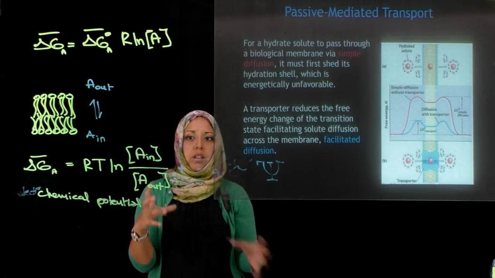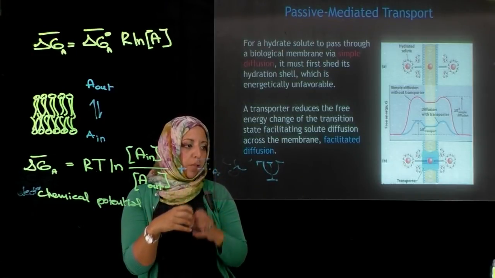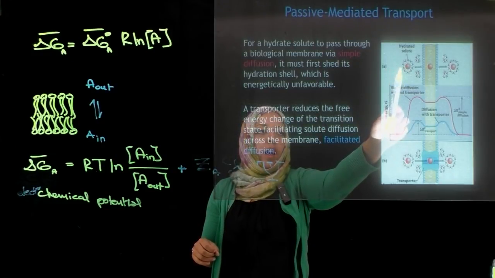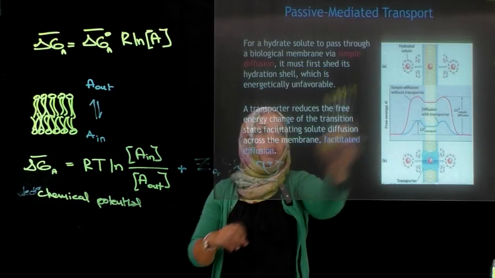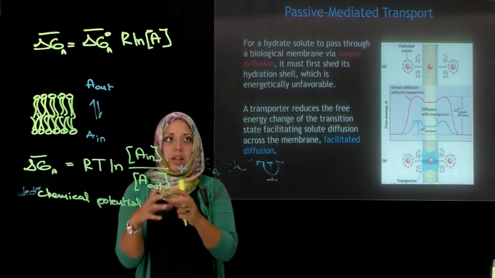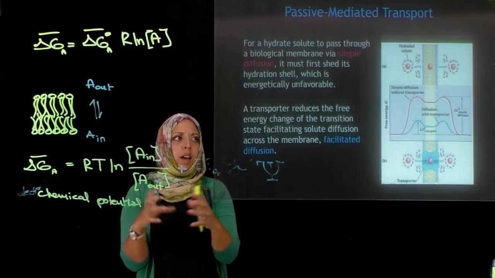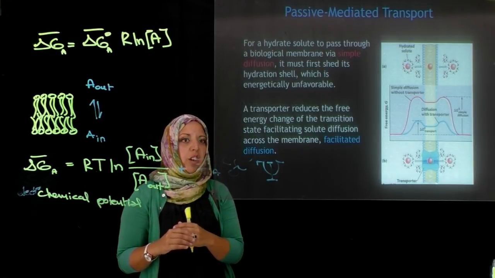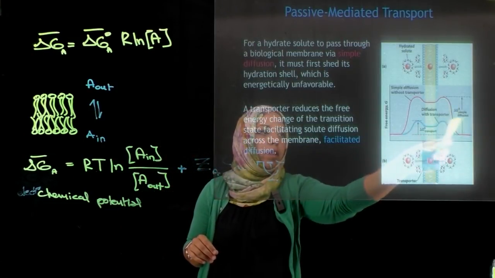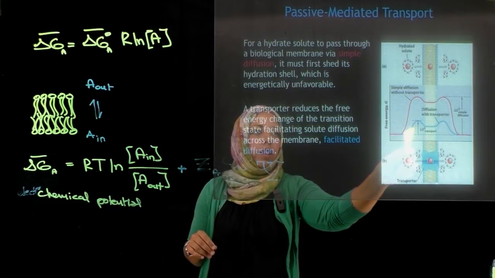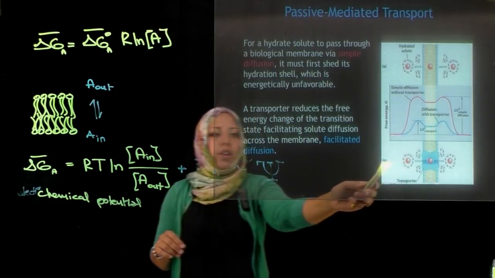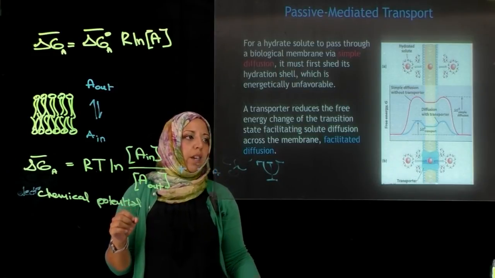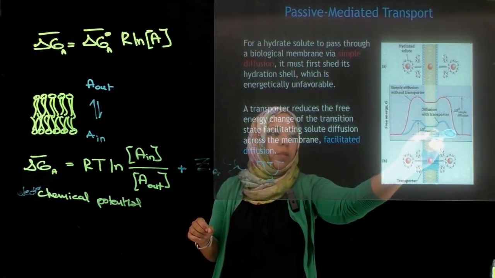All right. So an example of a passive mediated transport. If you think about a hydrated solute, so you have a solute and it's hydrated. Such solutes can pass through biological membranes by basically dehydrating, and shedding the hydration shell is energetically unfavorable. So if you notice in simple diffusion, the energy barrier, or delta G, is very high. However, in the presence of a transport protein, then all of a sudden that energy barrier is much smaller.